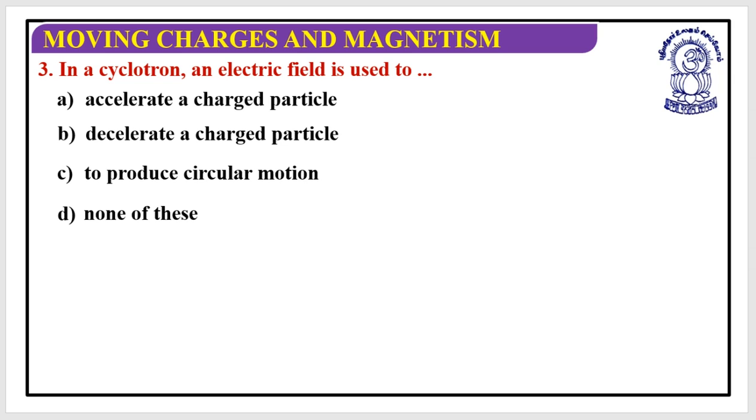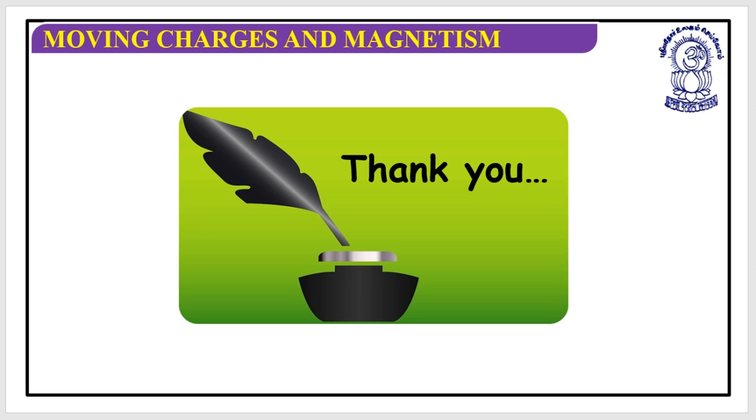Next, in a cyclotron, an electric field is used to accelerate a charged particle, and a magnetic field is used to keep it moving, or keep it rotating. Is it clear? Any doubts on this? No? Let's wind up this session. Probably this is the biggest session up till now that we have discussed.